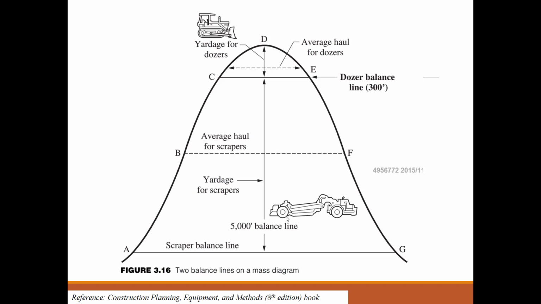So in this specific curve, what you see is that we have divided our area into cutting and filling this quantity, which is for the scrapers, and then cutting and filling this quantity, which is for the dozers. Meaning that we are going to be cutting CD and then filling DE, or cutting AC and then after that filling in EG.